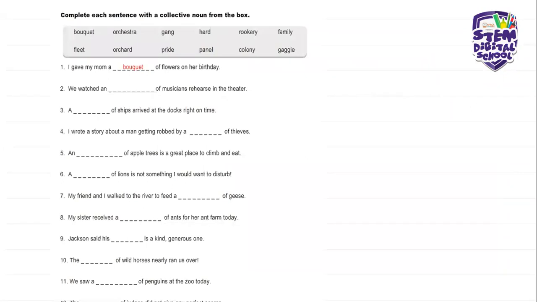Now, the next lesson says complete each sentence with a collective noun from the box. Let's see what are the collective nouns in the box. We've got a banquet, an orchestra, a gang, head, rookery, family, fleet, orchard, pride, panel, colony, and a gaggle. Remember, when you have an answer, you would have to read the whole sentence so we can hear if the answer fits in. Okay, friends?